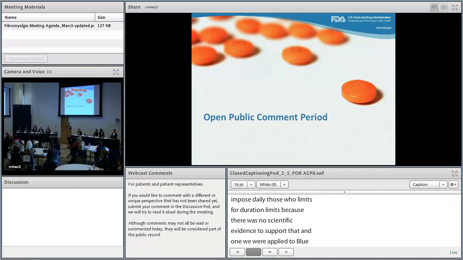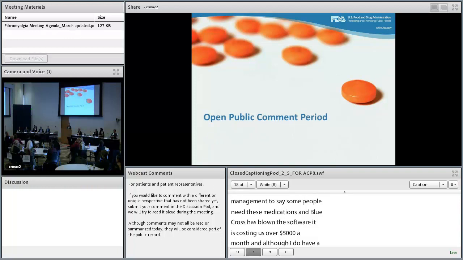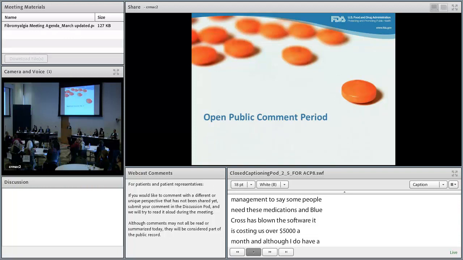We quoted that letter. We provided other letters from the AMA, the American Pain Society, and the American Academy of Pain Management, to say, look, some people need these medications, and Blue Cross so far has blown us off. And it's costing us over $5,000 a month. And although I do have a good job, we cannot afford that.